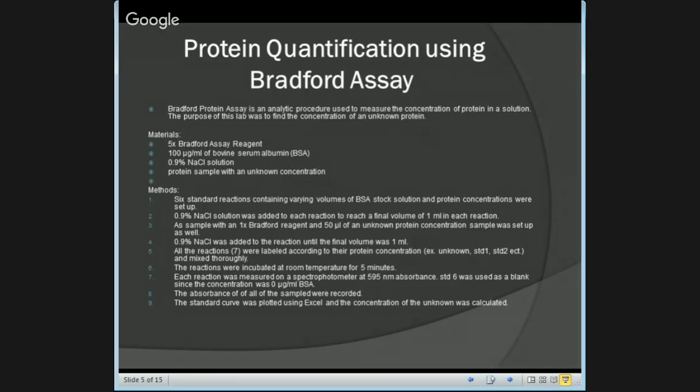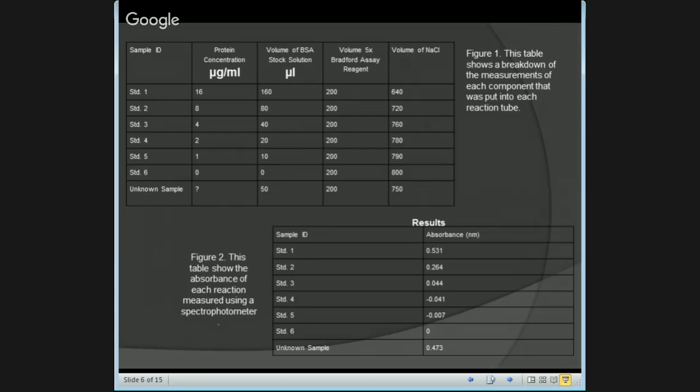And here we have a visual interpretation of this in our figures. Figure 1 is the table that shows a breakdown of the measurements of each component that was put into each reaction tube. And then figure 2 is the table that shows the absorption of each reaction measured using the spectrophotometer.